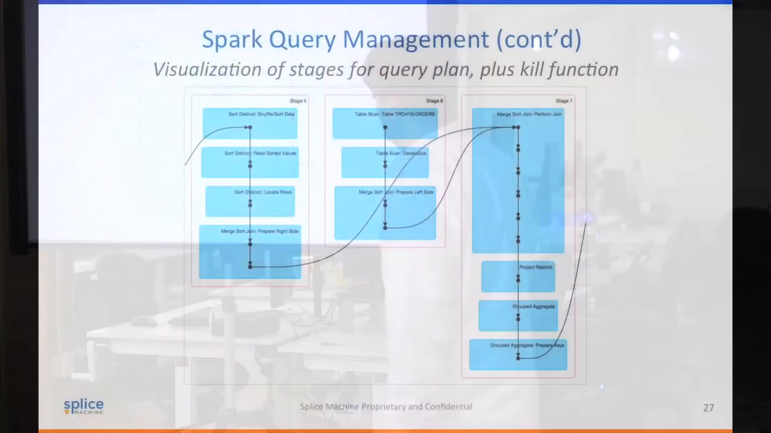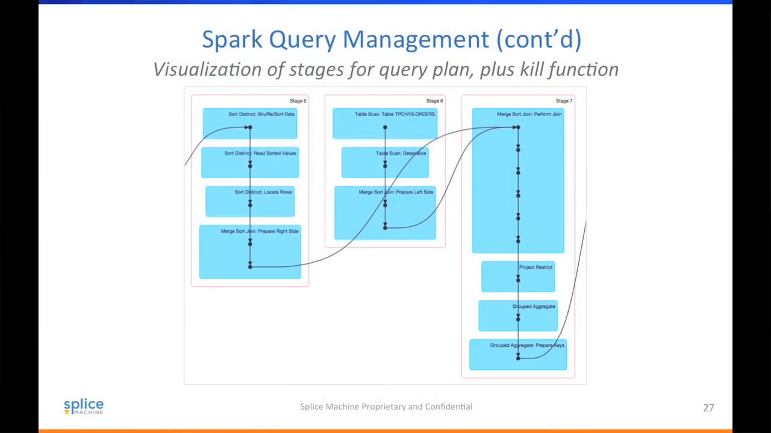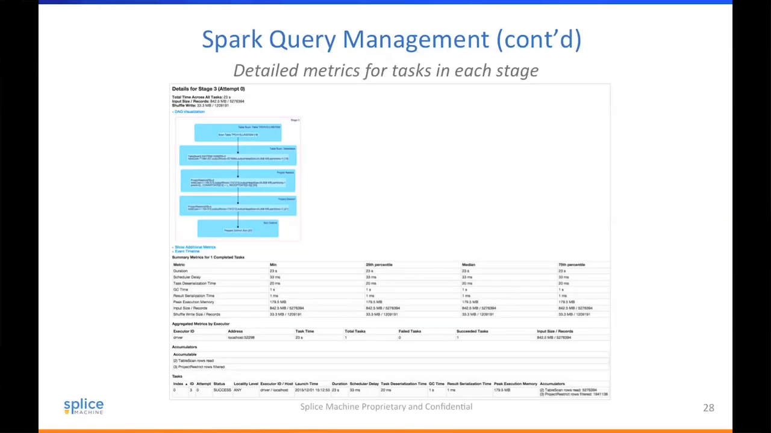And I thought this was one of the, so you can actually see, like I said, the visualization stage of merge sort joins, table scans, projections going on, how many rows are going through that. And then when you actually go into a stage, in the stage we implemented accumulators, so you can see the number of rows as they complete that go through.